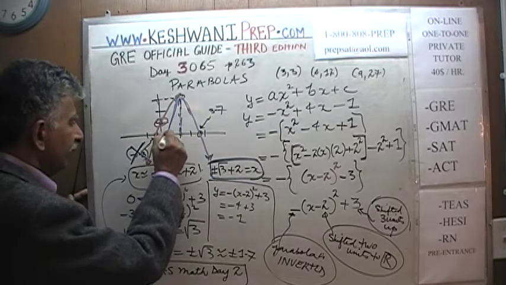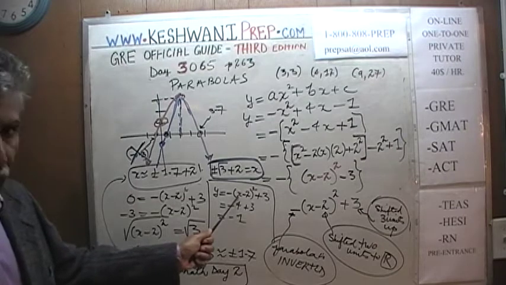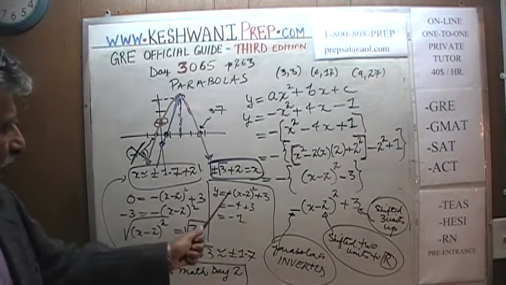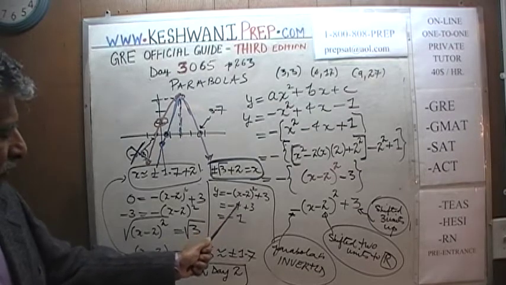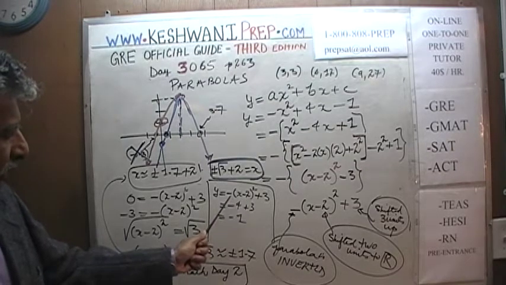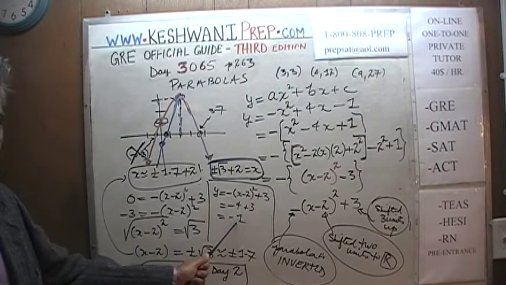It's right here. And if you put in x equal to 0, which is where it cuts the y-axis, you get negative 2 squared, which is positive 4, and we have a negative in front of it. So negative 4 and positive 3 is negative 1.